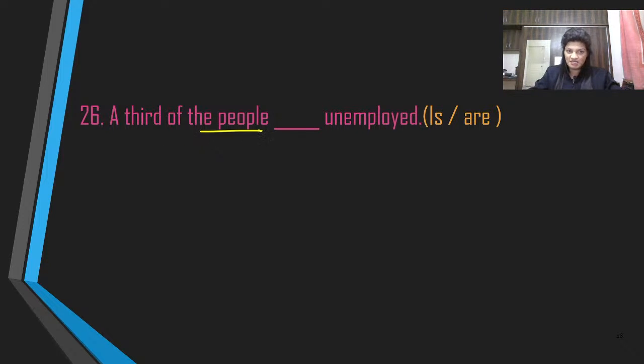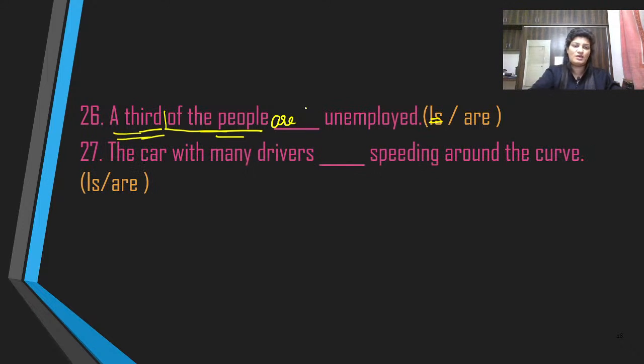This is our subject. Remember I told you yesterday, when you have a statement beginning with a lot of, a third of, majority of, plenty of, with those kinds of phrases, you take the subject of the prepositional phrase into consideration and that decides the verb. So therefore, people is a plural subject, therefore the verb is are. Can we go to the next one?